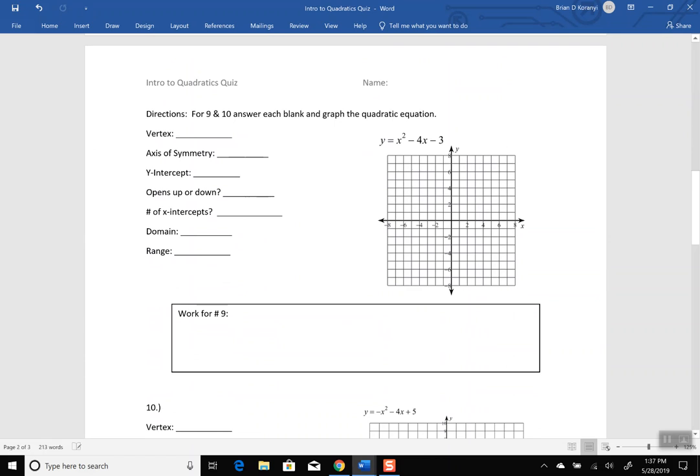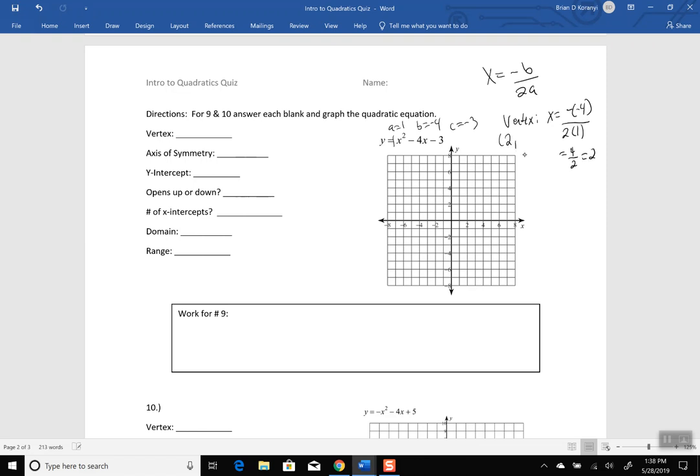For 9 and 10, let's use the equation to get all this. You want to remember that we have the formula x equals minus b over 2a, where when you're in standard form, it's ax squared, so your a is 1. Your b would be negative 4, and your c is negative 3. So for your vertex, the x-coordinate will be minus b over 2a, so minus negative 4 over 2 times 1, so that's going to be 4 over 2, which is 2.